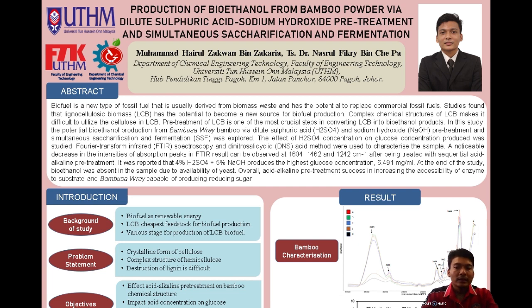A noticeable decrease in the intensities of absorption peaks in the FTIR result can be observed at 1604, 1462 and 1242 after being treated with sequential acid-alkaline treatment. It was reported that 4% dilute sulfuric acid plus 5% sodium hydroxide produced the highest glucose concentration, which is 6.491 mg per milliliter. At the end of the study, bioethanol was absent in the sample due to the availability of yeast. Overall, acid-alkaline treatment succeeded in increasing the accessibility of enzyme to substrate, and Bambusa Wray is capable of producing reducing sugar.